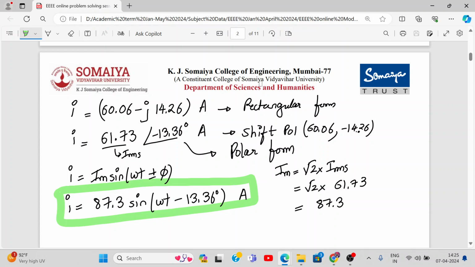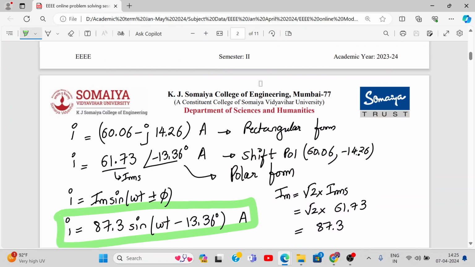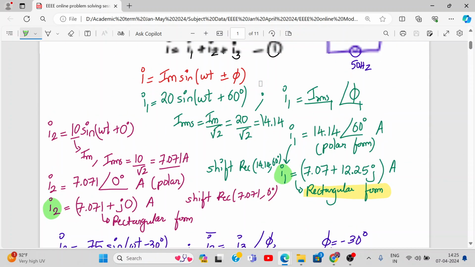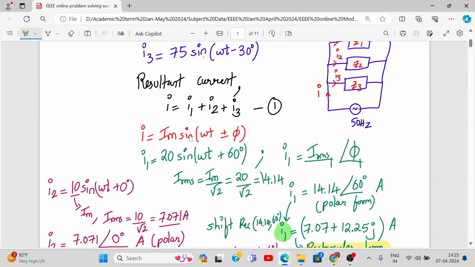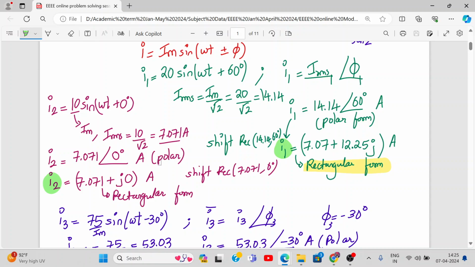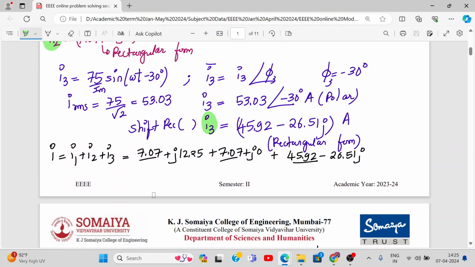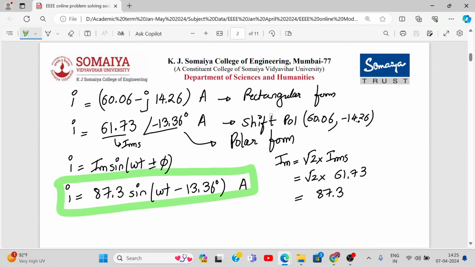Okay, so if you encounter such kind of a numerical, you cannot add them together like this only, right? So first we converted into polar, then rectangular, then we added them in rectangular, then we converted into polar and then into standard form. This is called the standard form. Okay, and that's the correct answer. Understood how to do such numericals?